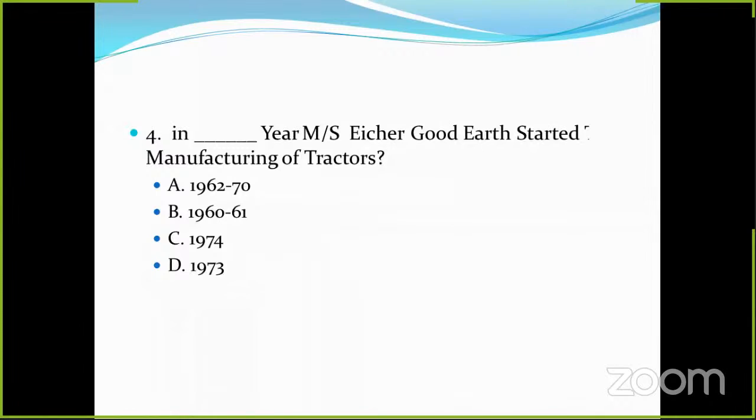In which year did MS ICAR JRF start? It is an important bit for SRF also. Vijay, correct answer.